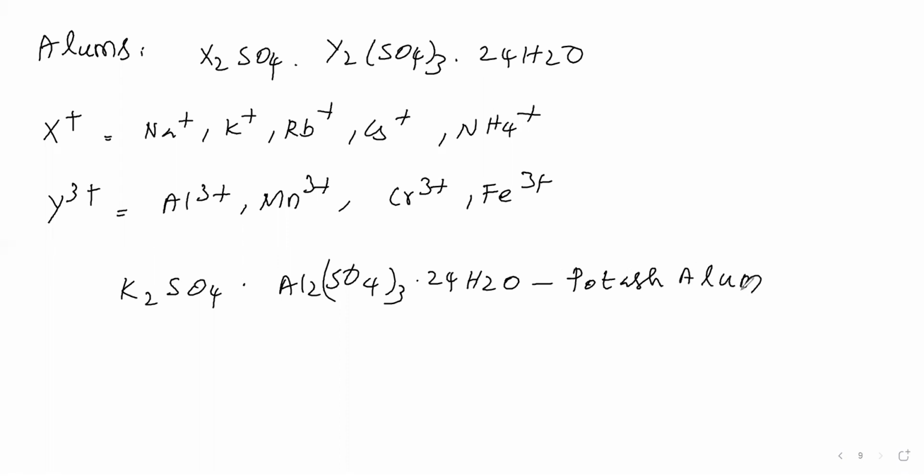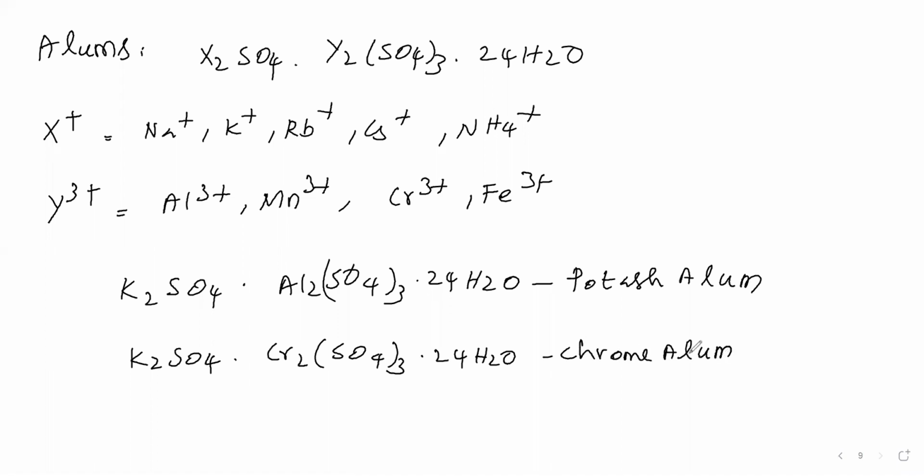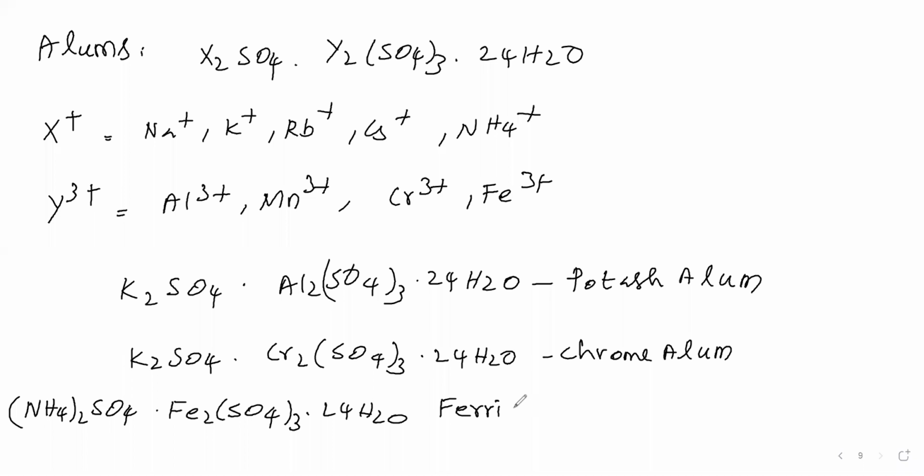Next, in the place of X, we will take potassium, and in the place of Y, we take chromium. This is called chrome alum. In the place of X, we will take the ammonium ion, therefore (NH4)2SO4. In the place of Y, we can take the ferric ion. Therefore, we get (NH4)2SO4.Fe2(SO4)3.24H2O. This is called ferric alum.